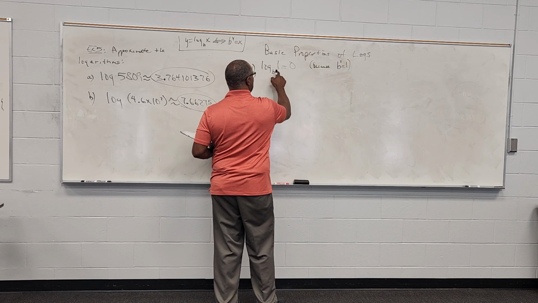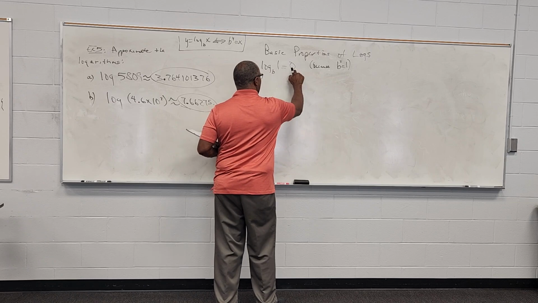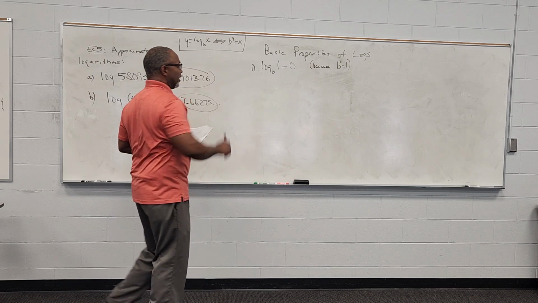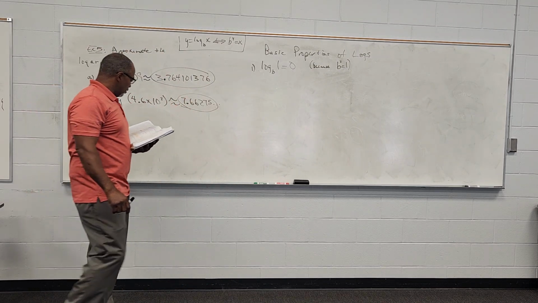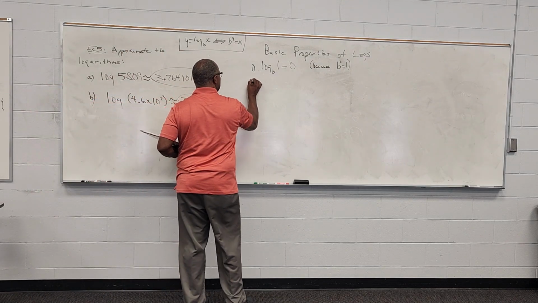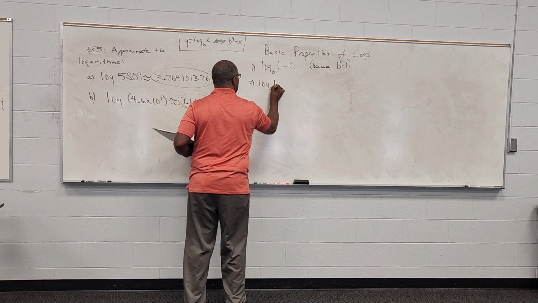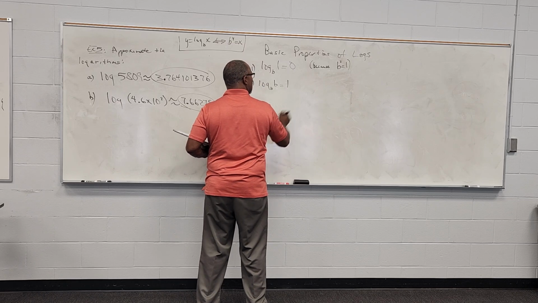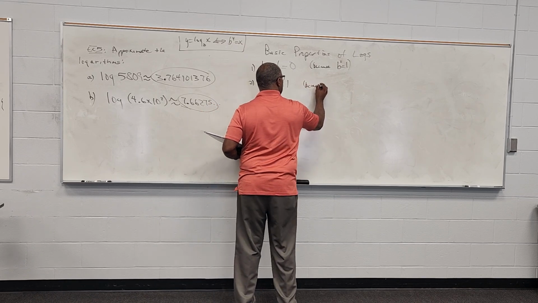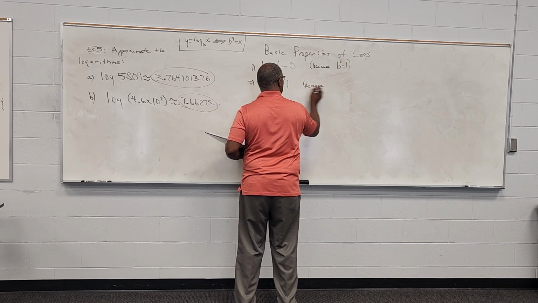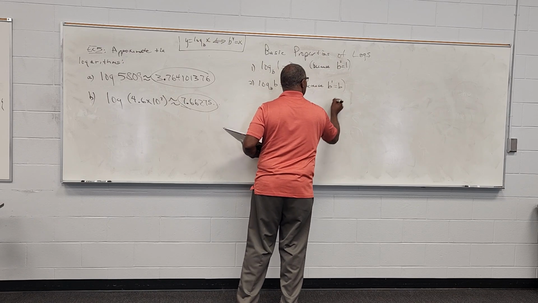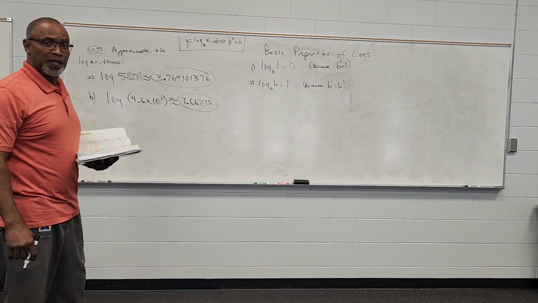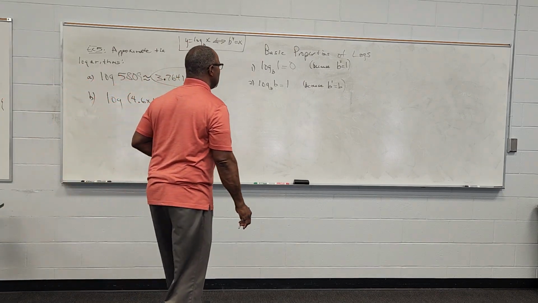So they convert it to exponential form using this. y equals log to the base b of x means b to the y equals x. So b to the 0 equals 1. So this is true because of that. You're using that equivalency. Number 2, log to the base b of b is equal to 1. And again, this is because b to the 1 equals b.